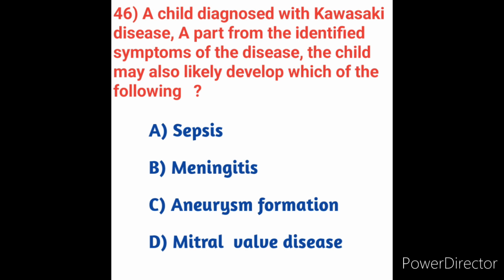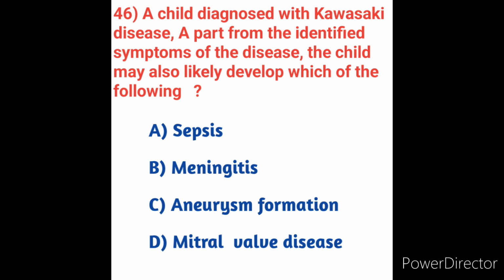A child is diagnosed with Kawasaki disease. Apart from the identified symptoms of the disease, the child may also likely develop which of the following? Option A, sepsis, option B, meningitis, option C, aneurysm formation, option D, mitral valve disease.